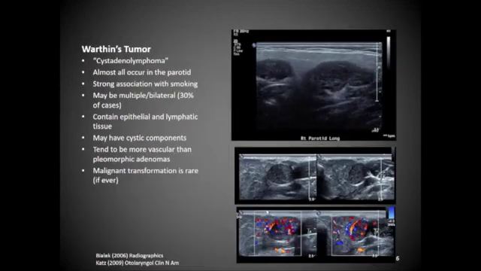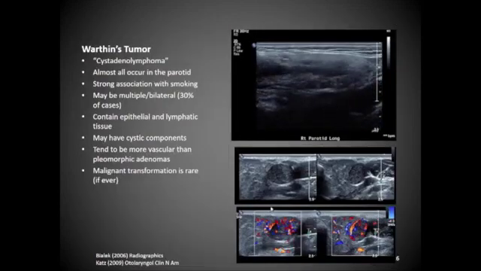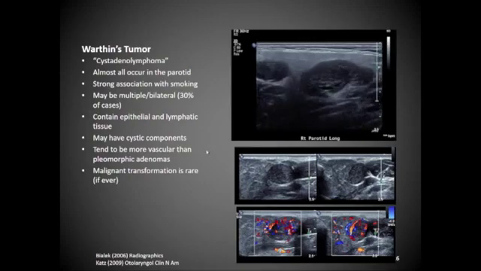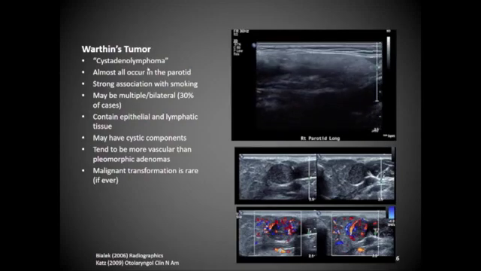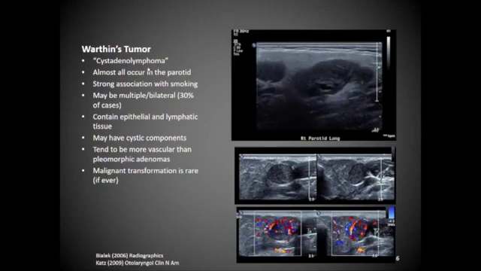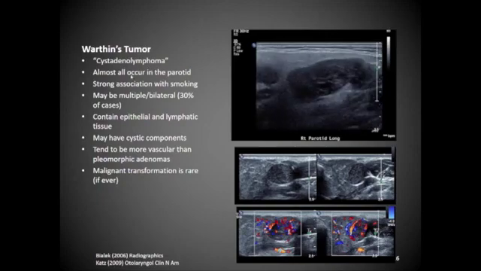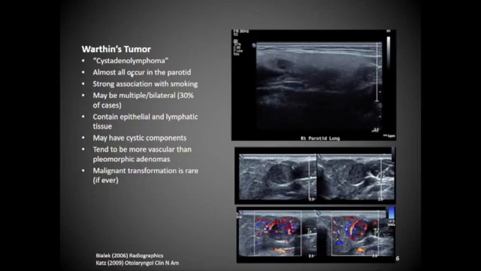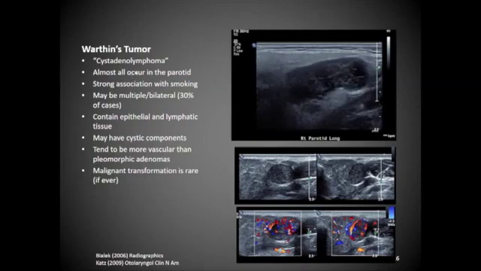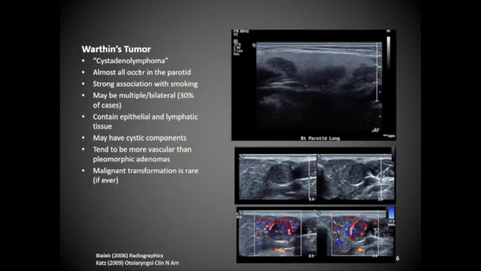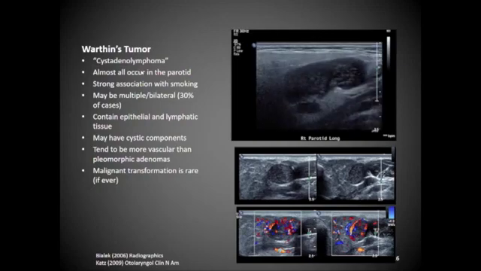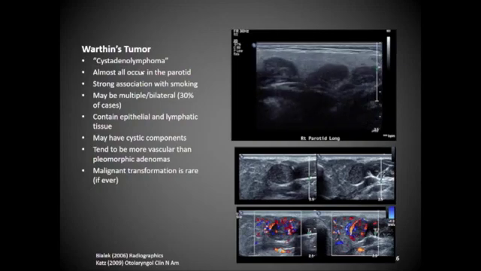The other common benign tumor is a Warthin's tumor. The old term for that is cystadenolymphoma, which I think has largely been abandoned because it sounds like it's a malignancy, and it's not. It's benign. These almost always occur in the parotid. So I do harass my residents when they include it in a differential for a submandibular mass because it probably shouldn't be in that differential.